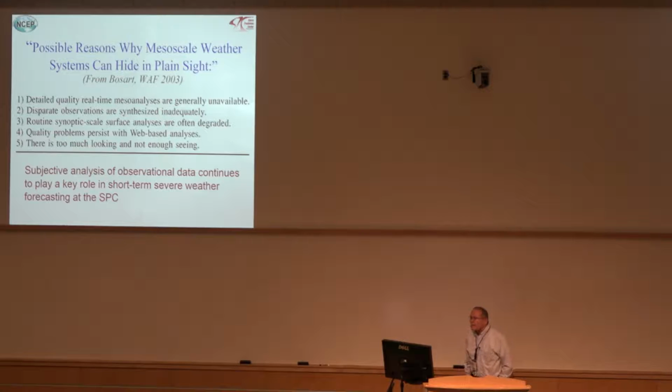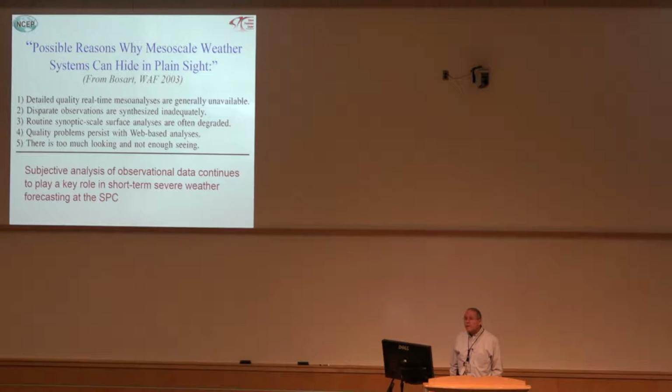Bosart also talked about why sometimes we don't really see what's going on. Part of the problem is, he listed number 1, real-time mesoanalyses of high quality are generally unavailable. And we'll talk more about mesoanalysis, particularly on Wednesday, in terms of the smaller scale details and how important they can be for what we call weather, and especially what we call extreme weather in this respect. We have a lot of observations in number 2, but how do we synthesize them? Do we use data assimilation systems from numerical models? How good of a job do they do?